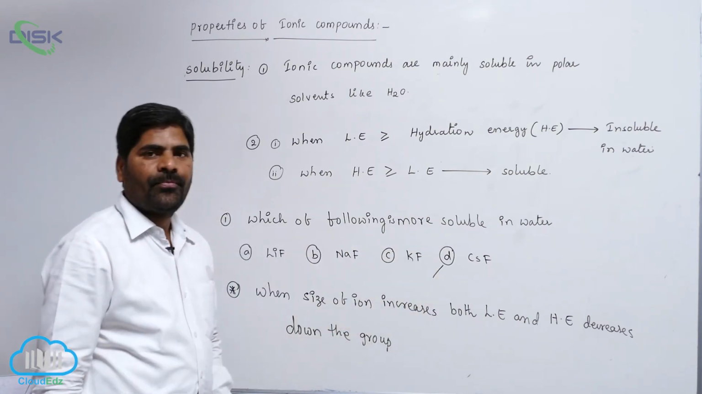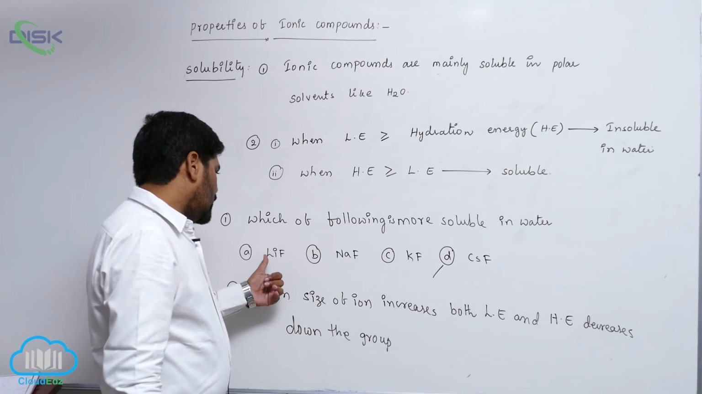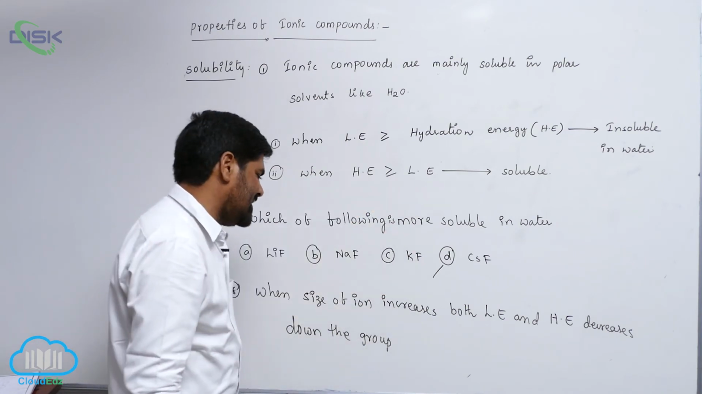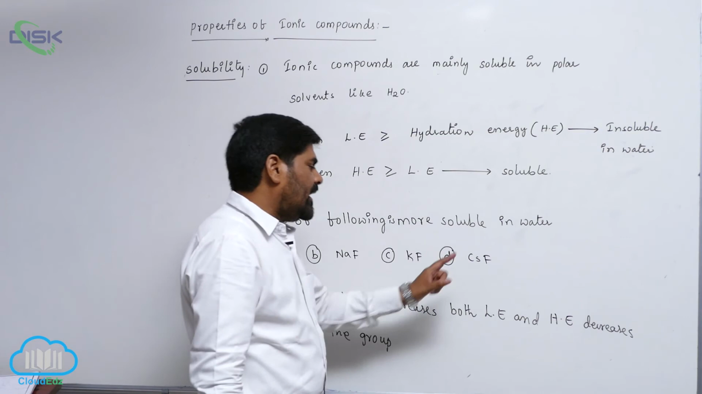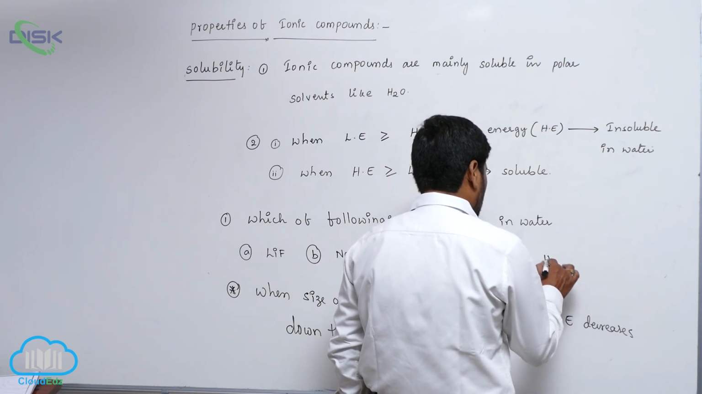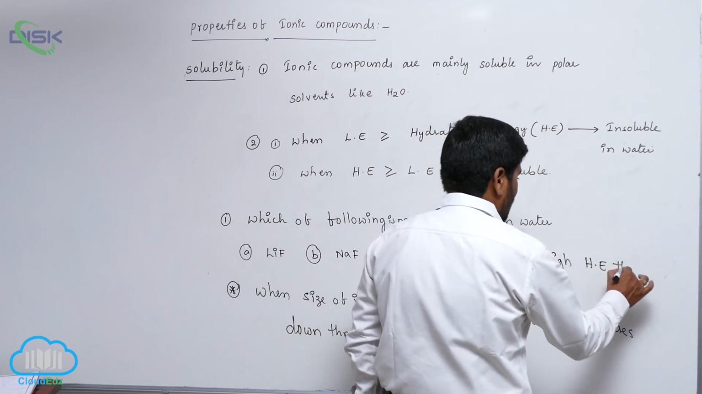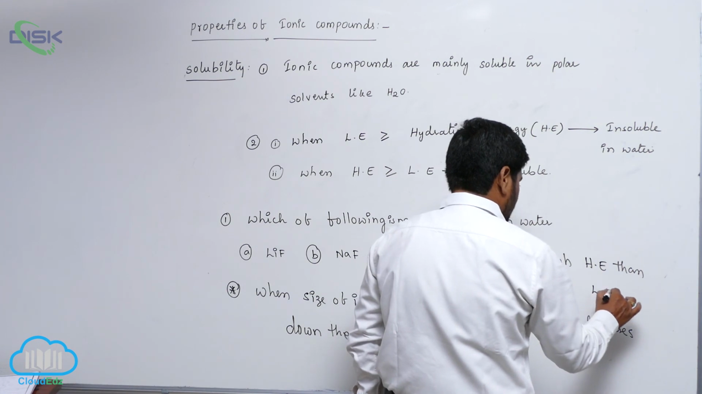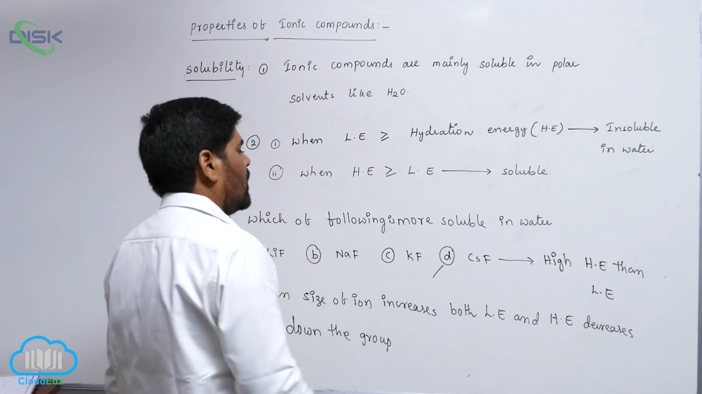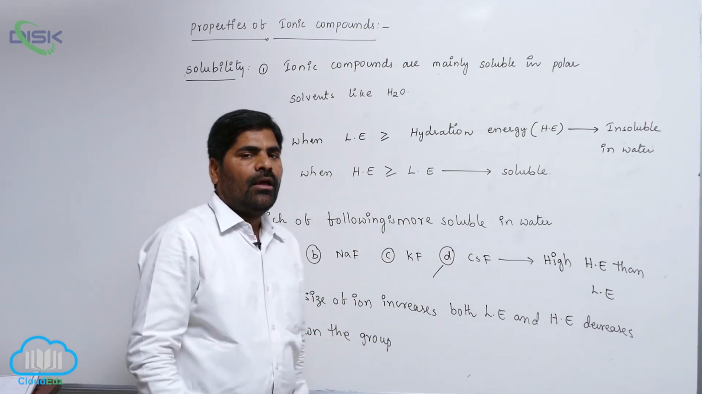Here all are fluoride ions, so solubility mainly depends upon the size of the cation. From lithium to cesium, the size of the cation increases. When the size of cations increases, both decrease, but hydration energy is predominant. So it has high hydration energy than lattice energy. That is the reason cesium fluoride is easily soluble in water when compared to lithium fluoride. This type of question is generally asked in entrance examinations.